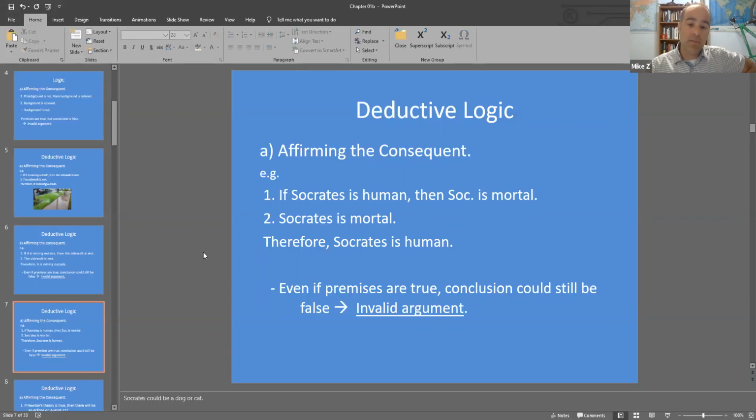Well, it could turn out that the Socrates I happen to be talking about right here with this argument is a dog or a cat that somebody named Socrates. So the premises in that case would still turn out to be true. If Socrates is human, then Socrates is mortal. Okay, that's like saying if my cat is human, then my cat is mortal. Okay, so then Socrates is mortal. Yep, true. So therefore Socrates is human? No, because Socrates in this case is maybe the name of my cat, which I don't have a cat, but if I did have a cat, I would probably name him Socrates.